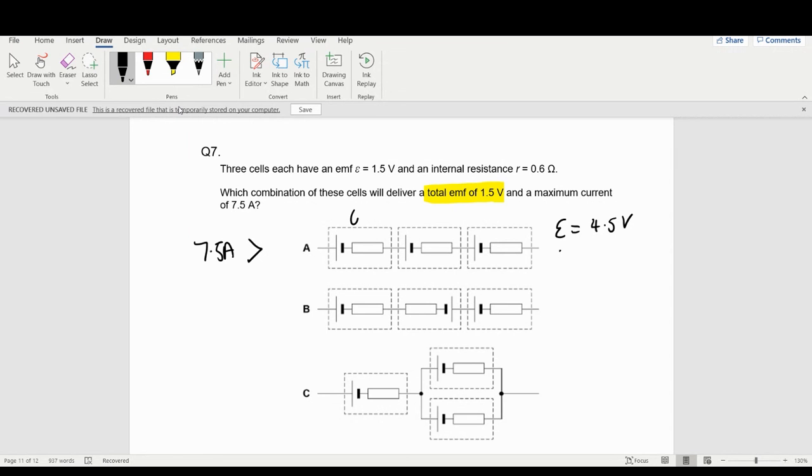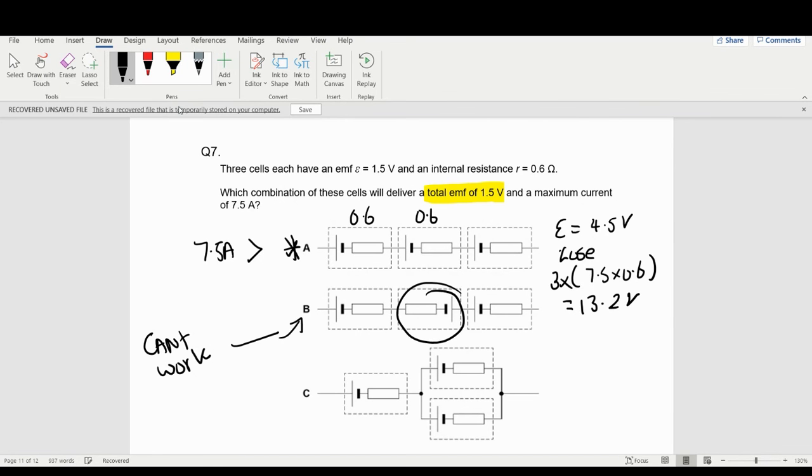So every time it goes through a resistor, it's going to lose 7.5 times 0.6, which is 4.5, times by 3. So technically, in this one, it's going to lose 13.2 volts. So this one can't work because I'm only supplying 4.5, and if I had 7.5 amps going through it, I'm going to lose 13.2, so it ain't going to work. This one physically can't work at all because of this bit here. It's the wrong way around.